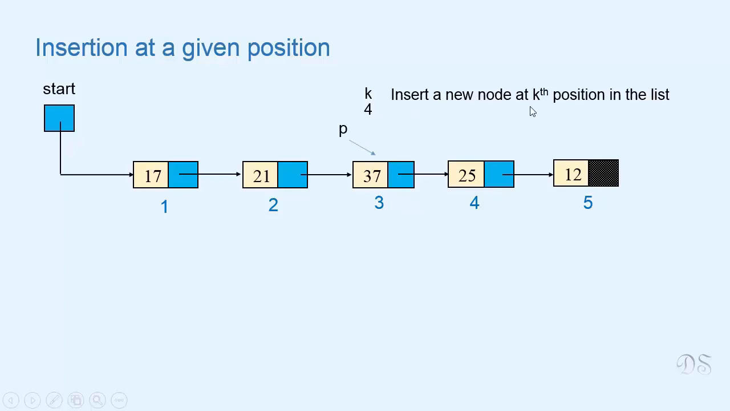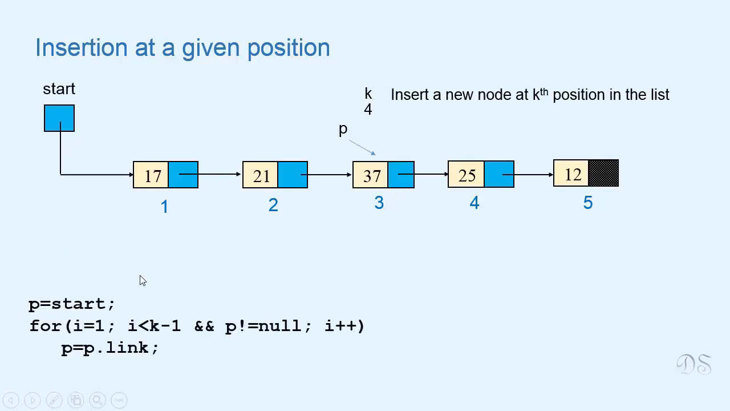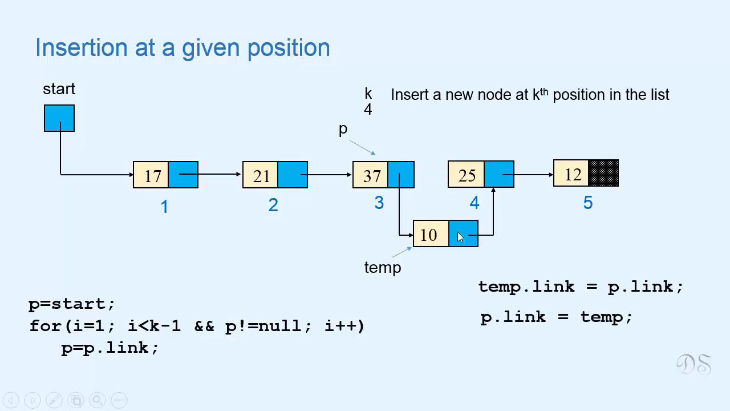So if we have to insert a new node at kth position in the list, we require a reference to k minus 1th node of the list. We have already seen how to find this reference. This code will give us reference to k minus 1th node of the list. After finding this reference, we allocate a new node and insert it here using these two statements of insertion. So now this new node becomes the 4th node, and this becomes the 5th node, and this becomes the 6th node.